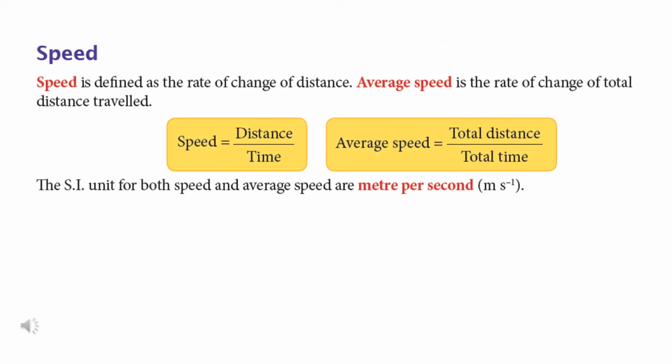What is speed? Speed is defined as the rate of change of distance. Speed can be presented in a formula. Speed is equal to distance divided by time. What is average speed? Average speed is the rate of change of total distance traveled. The formula is total distance divided by total time. Both units are in meter per second.